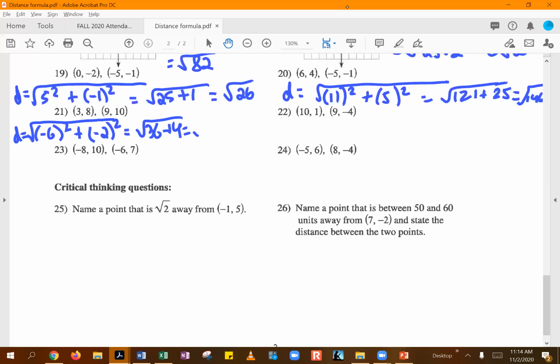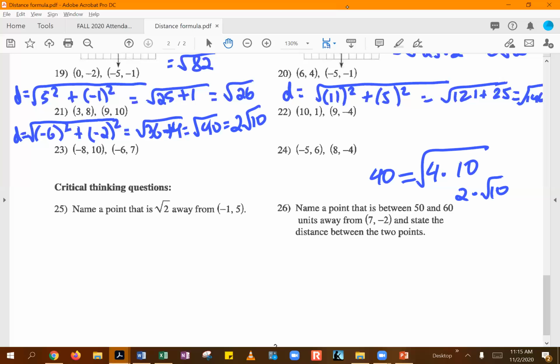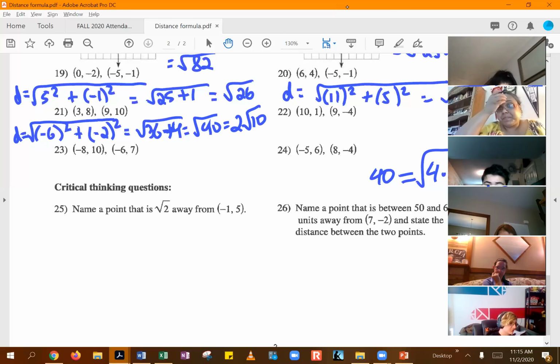Square root of 40. But you know, with square root of 40, you can actually simplify that, because, of course, we can write 40 as 4 times 10, right? So when you take a square root, 4 can come outside as 2, and you would be left with just 10 inside of your radical. So this guy you can simplify. So your simplified answer should be 2 times square root of 10. Okay, alrighty, very good.